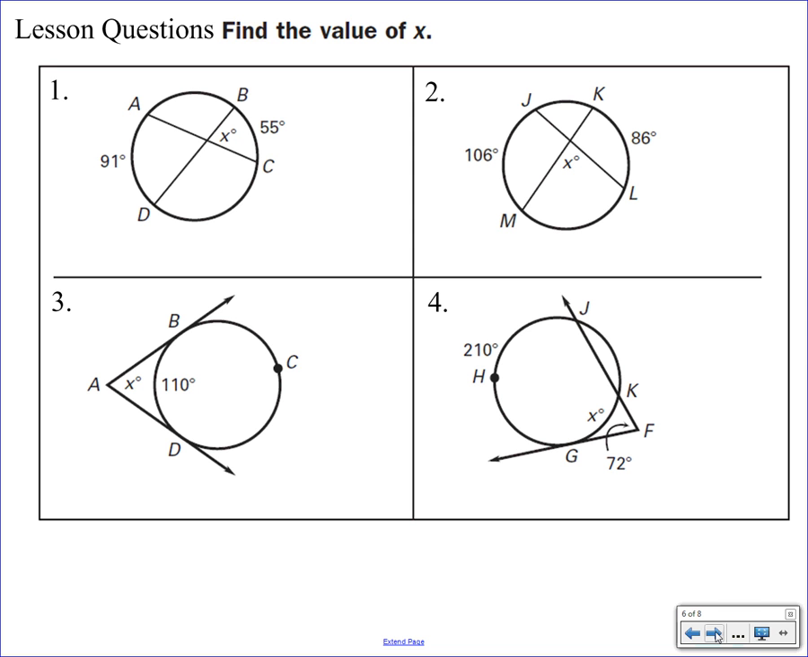There are your lesson questions for the day. 4 questions where you're finding x.